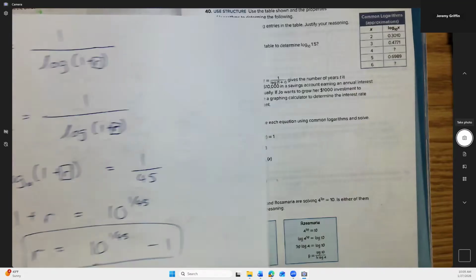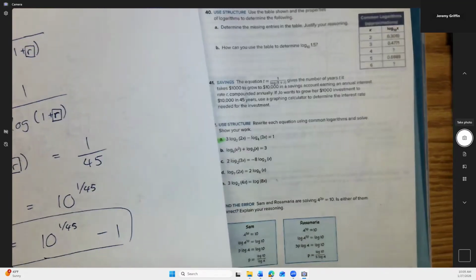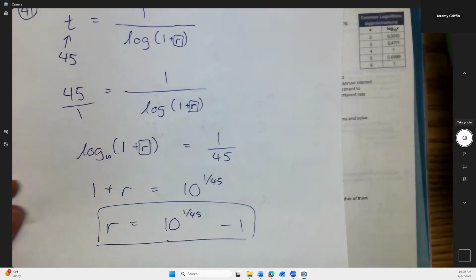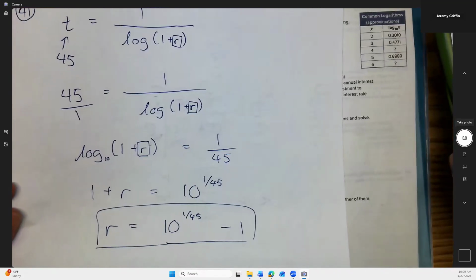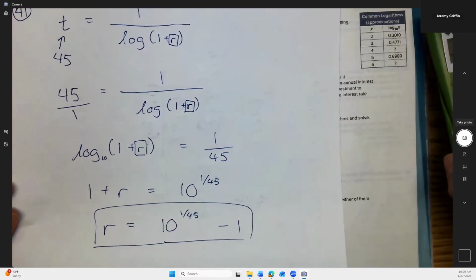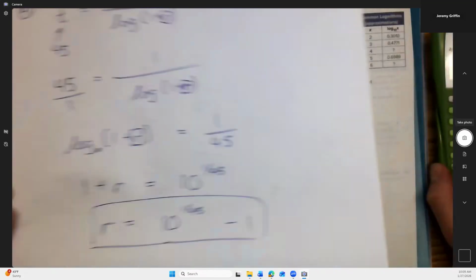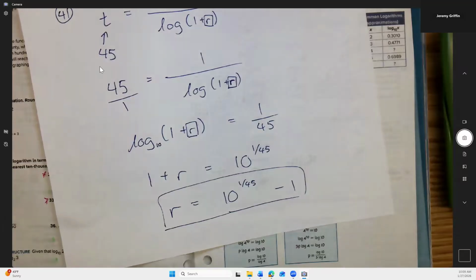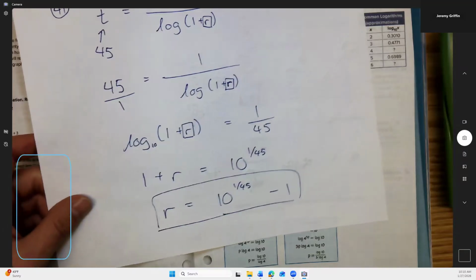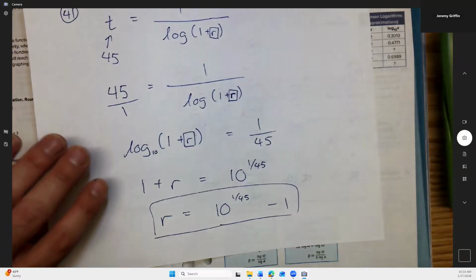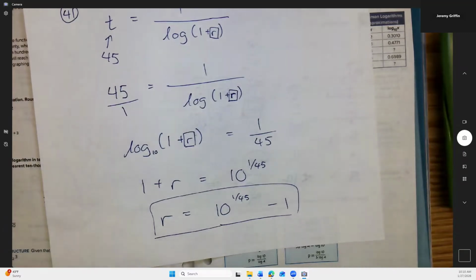Let's see, did I do that right? 45 years. That'd be true. I'm getting a weird answer, but all the steps are right. Okay, so I don't see any error with that. It's giving me a negative answer. Let's do this instead. Your book is saying it's like 5 point something percent.